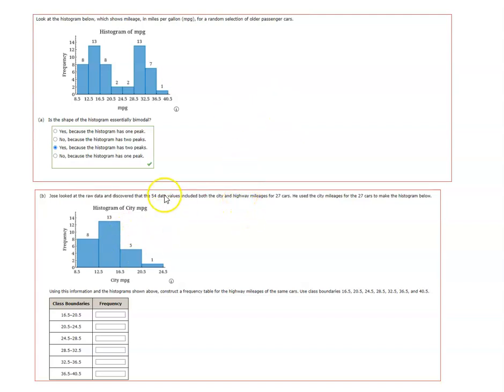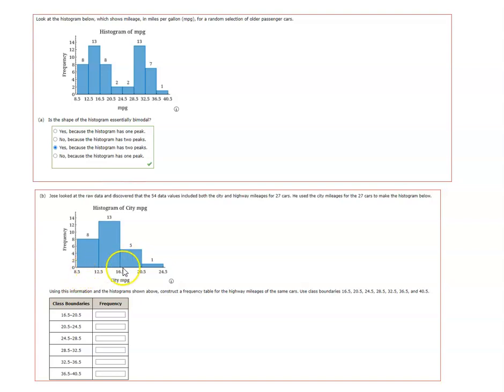That one didn't give you any fits, but this one sure did. Jose looked at the raw data and discovered that the 54 data values included both the city and highway mileage for 27 cars. So here are the 27 cars; if you add that up, you'll see it becomes 27. That includes city and highway, and if you know anything about cars, city driving tends to get less gas mileage than highway driving. He used the city mileage for the 27 cars to make this histogram. So he took the histogram that included city and highway driving, pulled out the data that we can't see, and made one for just city.